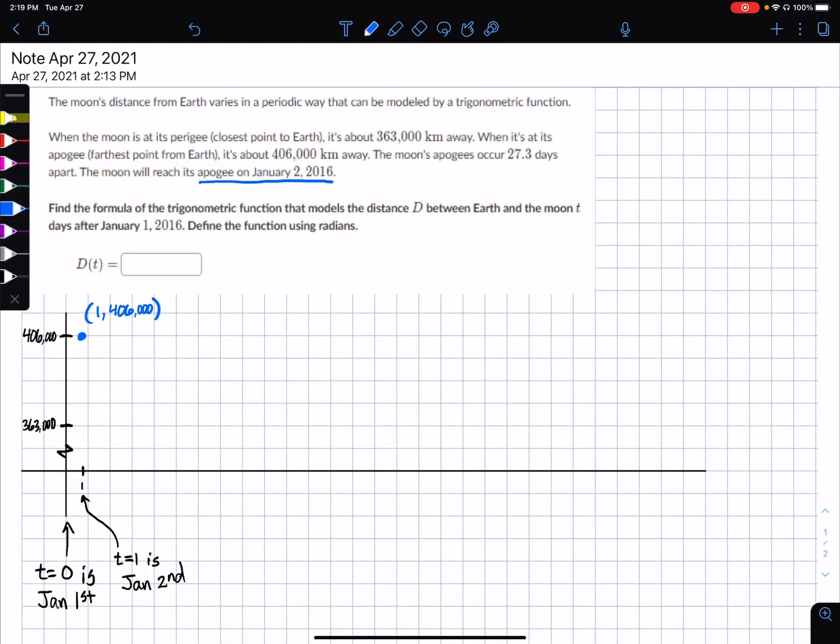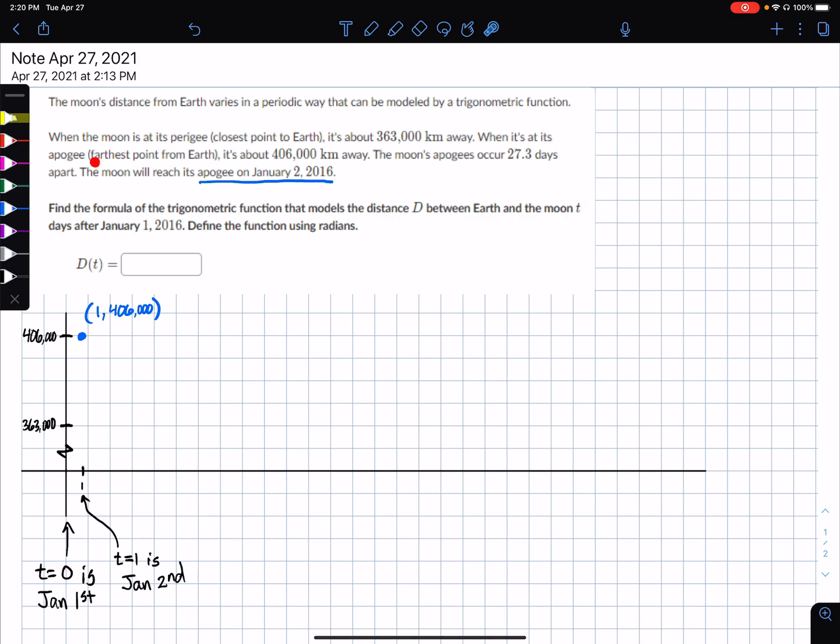All right, we've got a story problem here with periodic functions. I've set up some axes and we'll fill in what's missing here together as we read through this. It's talking about the moon's distance from Earth varies in a periodic way that can be modeled by a trigonometric function. When the moon is at its perigee, perigee being the closest point to Earth, it's at 363,000 kilometers away.